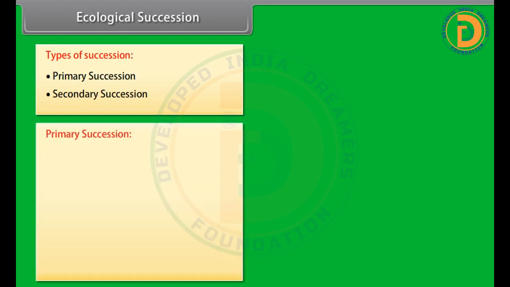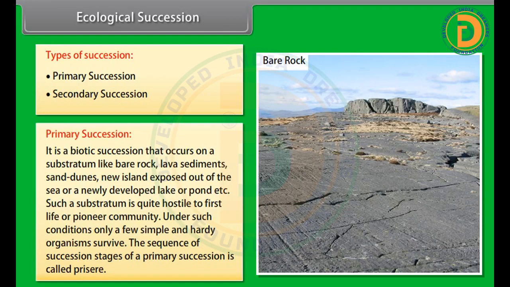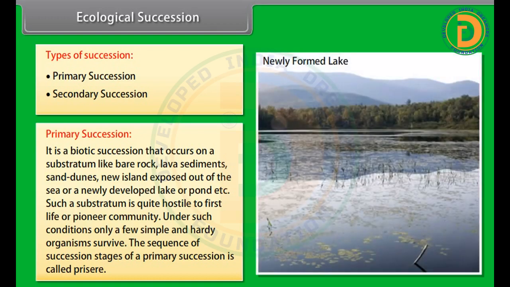Primary succession. It is a biotic succession that occurs on a substratum like bare rock, lava sediments, sand dunes, a new island exposed out of the sea, or a newly developed lake or pond, etc. Such a substratum is quite hostile to first life or pioneer community. Under such conditions, only a few simple and hardy organisms survive. The sequence of succession stages of a primary succession is called prisere.